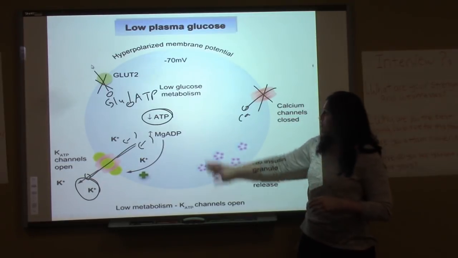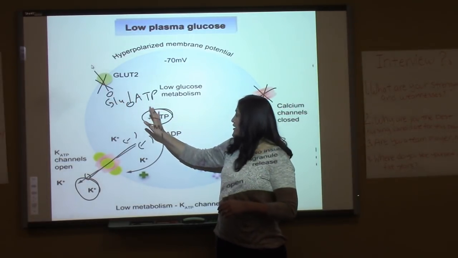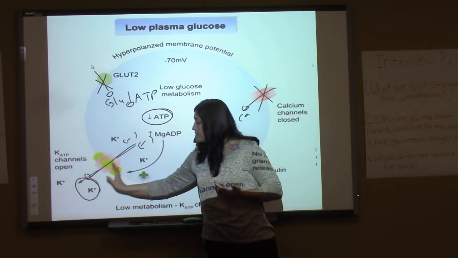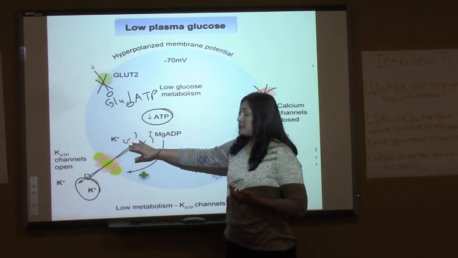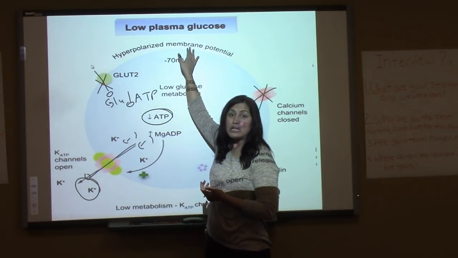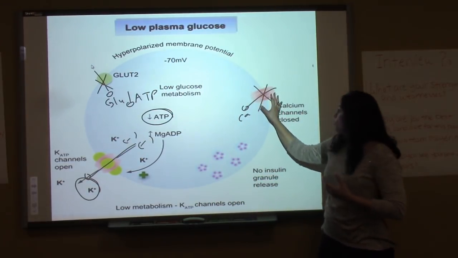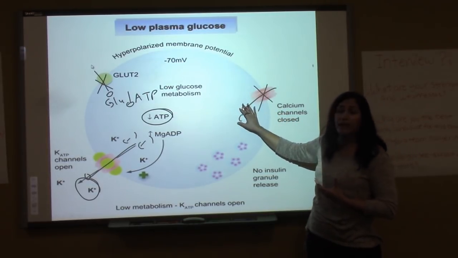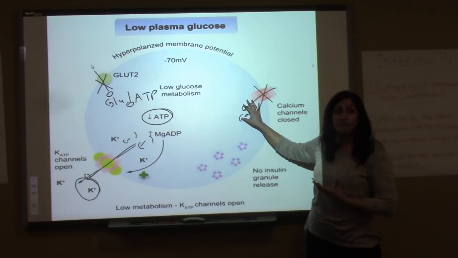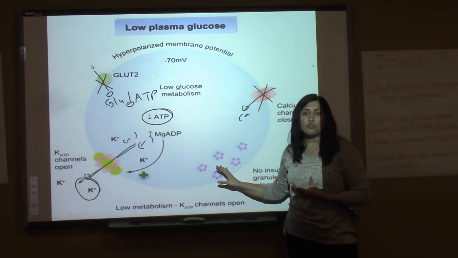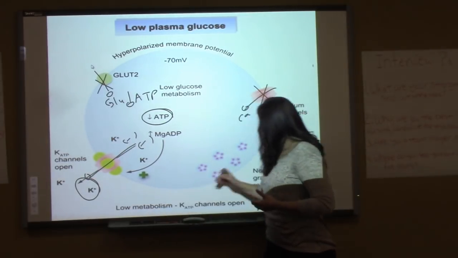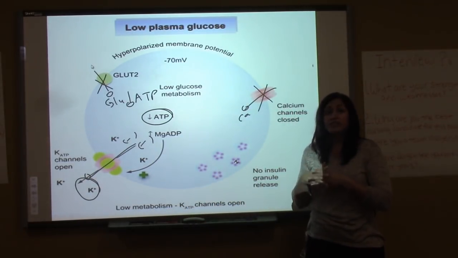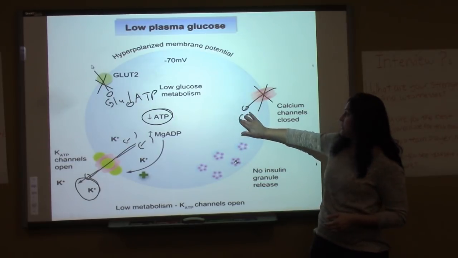Okay? So during rest, no glucose is coming in, therefore low ATP, therefore the ATP-sensitive potassium channel is open, allowing potassium to leave the cell, causing the membrane to become negative, meaning hyperpolarized. This hyperpolarized state will not allow voltage-gated calcium channels to open up, so there's no influx of calcium. If there's no influx of calcium, there's no exocytosis of insulin. These are insulin in here. So this is how during rest insulin is prevented from being secreted.